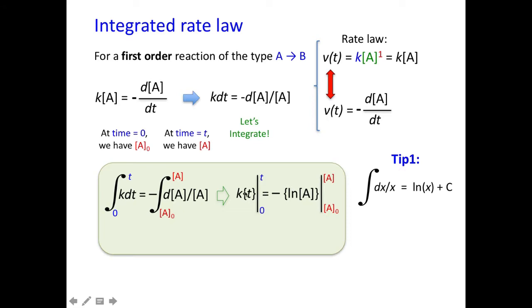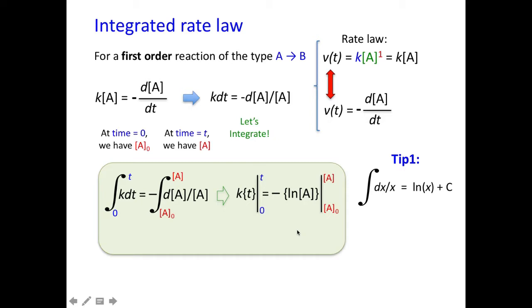So we have that the integral of dt is t, changing from 0 to t, and the integral of dA divided by A is just ln of A, solved in these limits from A0 to A.